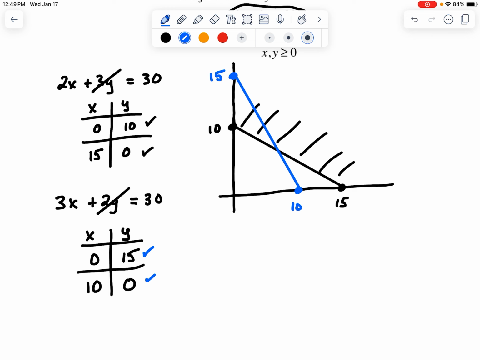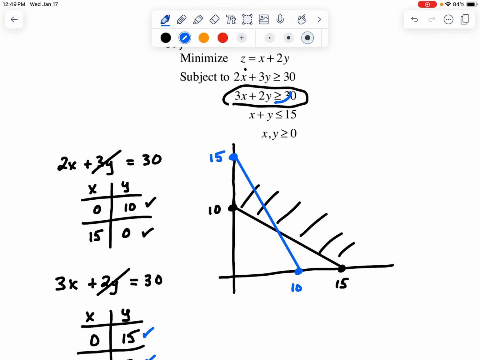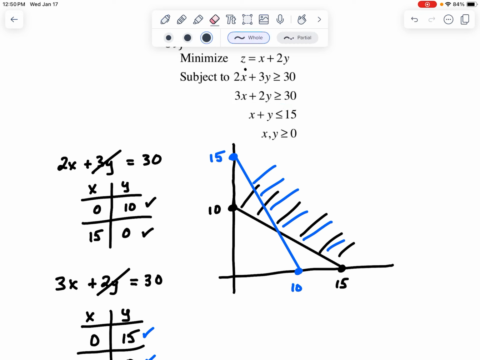And again, the shading, because it's got a bigger than or equal, the shading means it has to be above that. So it has to be above the blue line, but it also has to be above the black line. So far, it's the places where it's both blue and black. And then just repeat the process one more time.